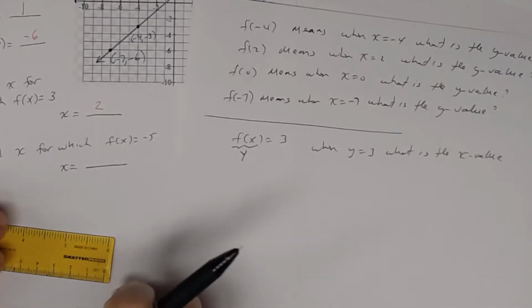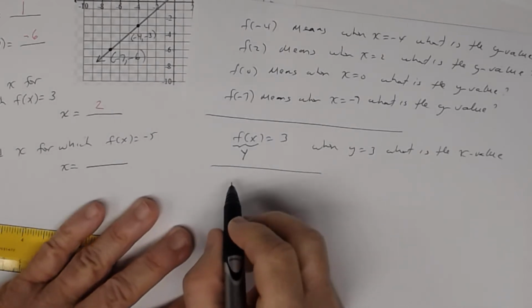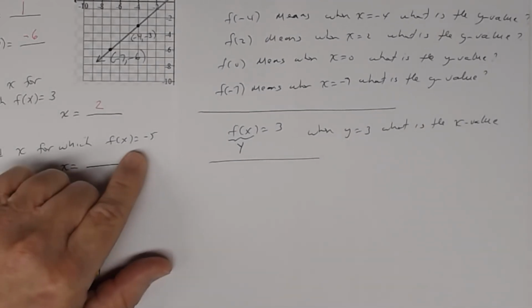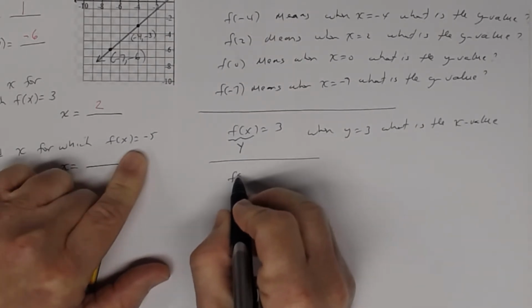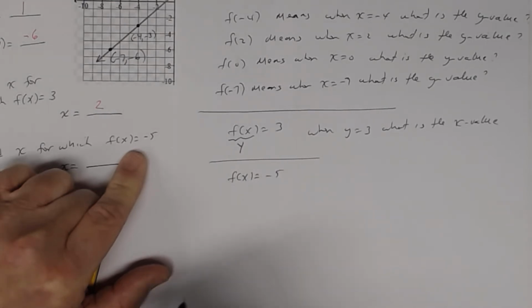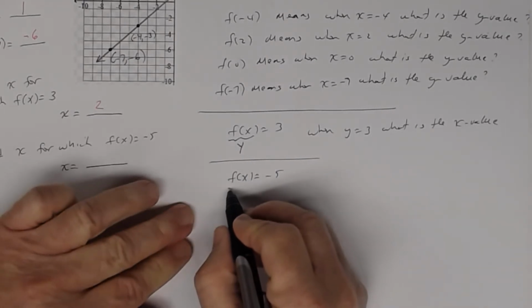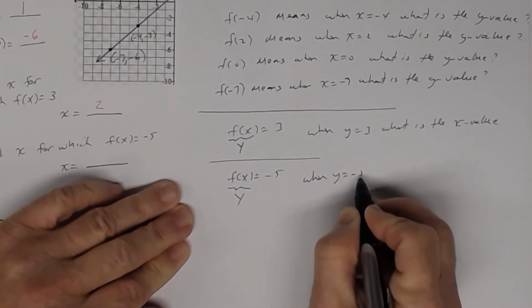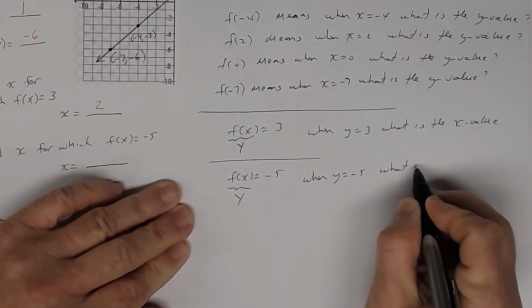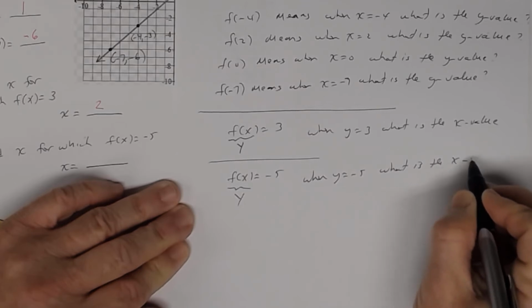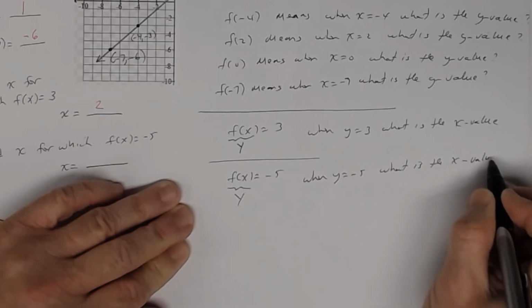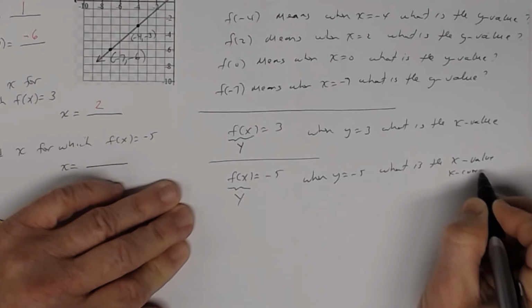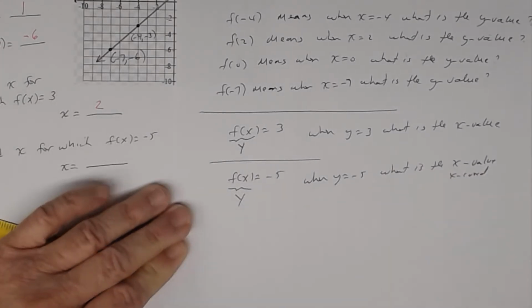So this time, let me go ahead and write this out. This time we have f of x equals negative 5. Again, remember, this is your y. So I'm asking, when y equals negative 5, what is the x coordinate, or x value?